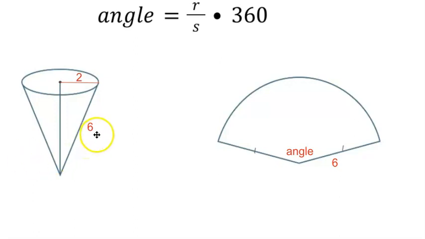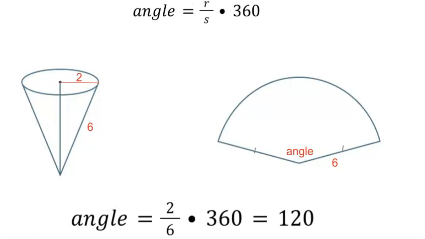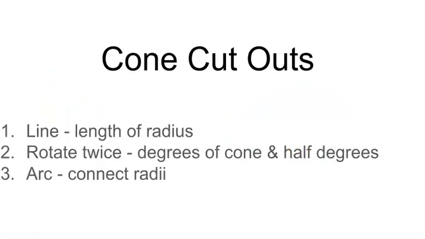So I'll put some numbers in here. 6 will be the slant length. 2 is the original radius. And to find the angle, I'm going to use this equation. And when I do that, I figure out that my angle is going to be 120 degrees. Now let's take that information and actually make the cutout on Desmos.